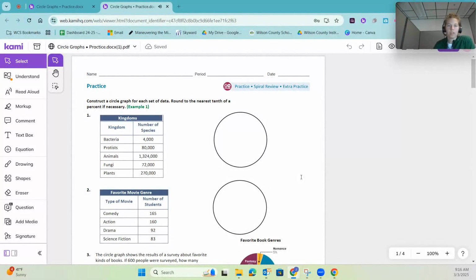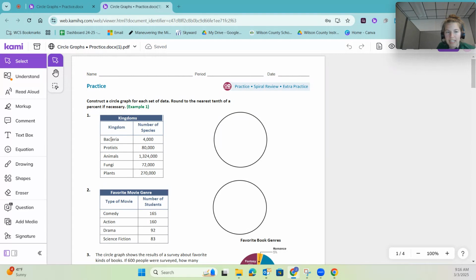Today we will be working with circle graphs and stem and leaf plots. Okay, so first this says construct a circle graph for each set of data, round to the nearest tenth of a percent if necessary. Okay, so this gives us a table of data, and with this data we need to find the percent of each of these things.